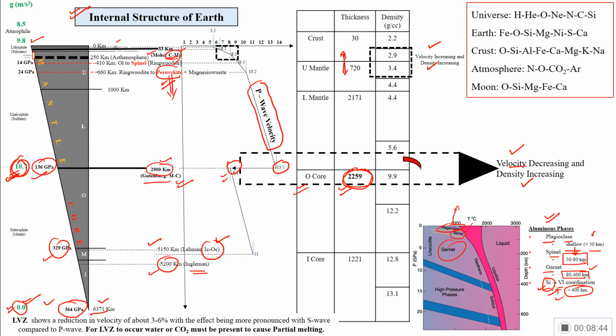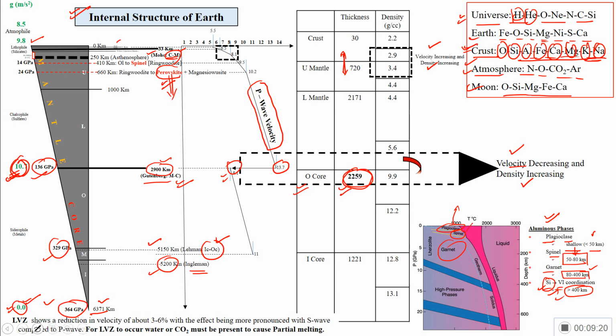Okay, these are the elemental abundances of different reservoirs in the universe. You can see hydrogen, helium, oxygen. In the earth, Fe, O, Si, magnesium, nickel. In the crust you can see O, Si, Al, Fe, Ca, Na, K, Mg. Crust you have to remember, this is very important. Then in the atmosphere, nitrogen, oxygen, carbon dioxide, argon. In the moon, oxygen, silicon. These are the elemental abundances in various types of sources.